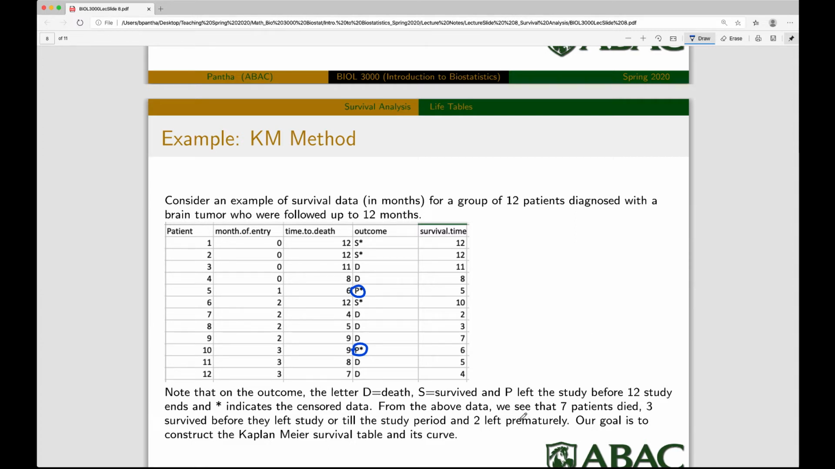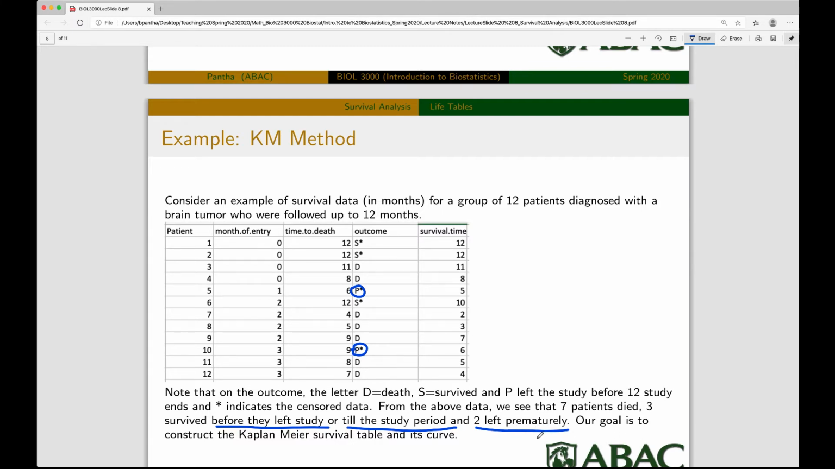So from the above data, we see that 7 patients died: 1, 2, 3, 4, 5, 6, 7. Three survived till the end of the study period: S star, S star, and S star. And 2 left prematurely. That's how we denote P star, okay?